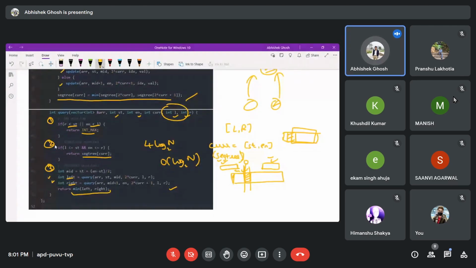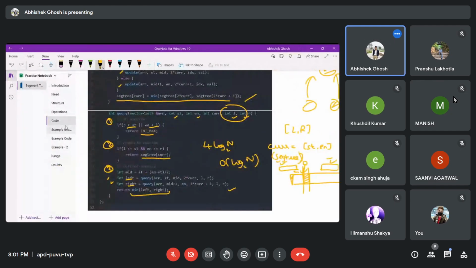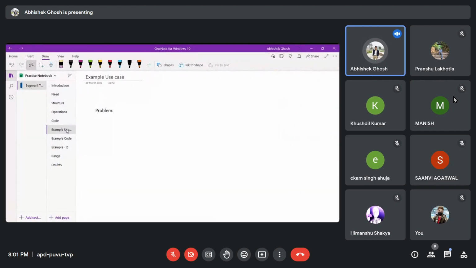Okay, so I think we have reached the R mark. There's just one last use case which we're going to discuss, and then we'll end the session.